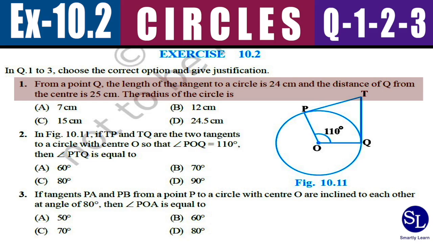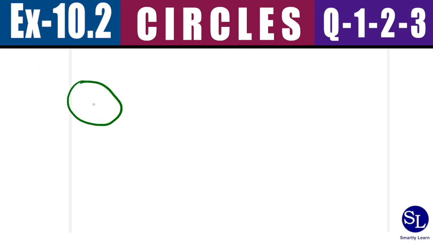So first let's draw the diagram that they've asked for, so then it will be easier for us to solve. You have a circle with center O, and from a point Q, the length of the tangent to the circle is 24 centimeters. The distance of Q from the center is 25 centimeters. They're asking us what is the radius. So this point I'm marking as Q, this point is P, and this point is O.